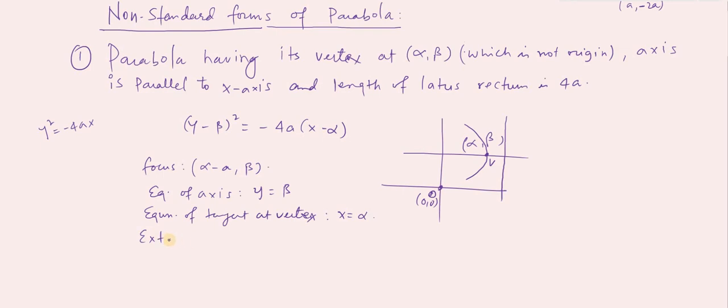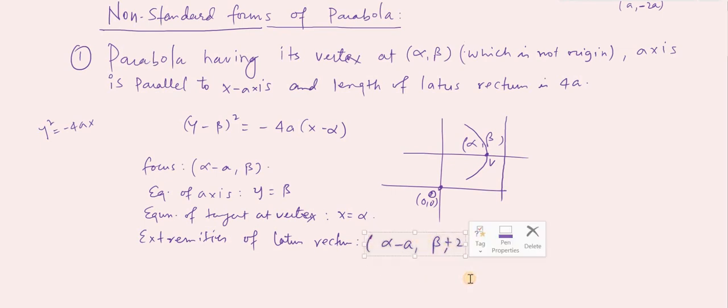Extremities of latus rectum is alpha minus a comma beta plus 2a, and alpha minus a comma beta minus 2a. These are the extremities of latus rectum.